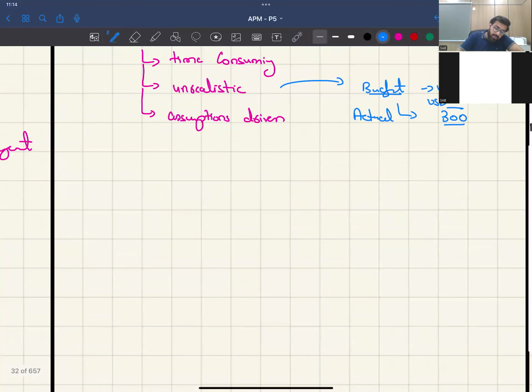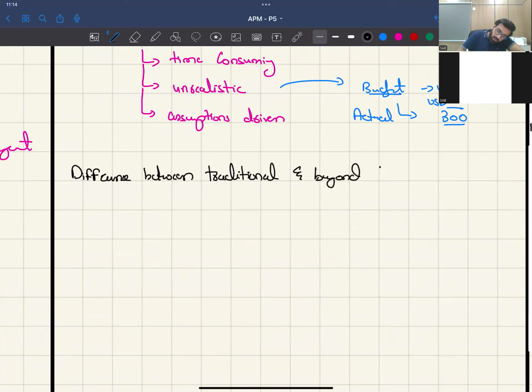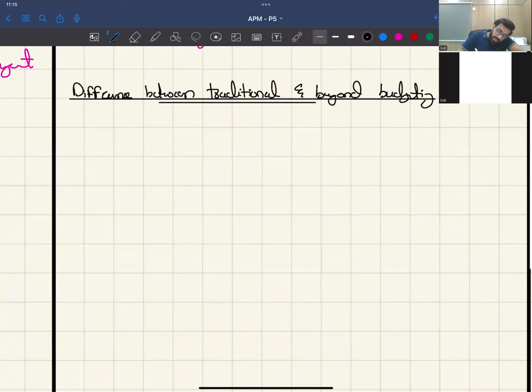Now, one of the students asked, what's the difference between traditional and beyond budgeting, right? So if I wanted to write the difference between traditional and beyond budgeting, I'll say that traditional, right? And beyond budgeting, okay?